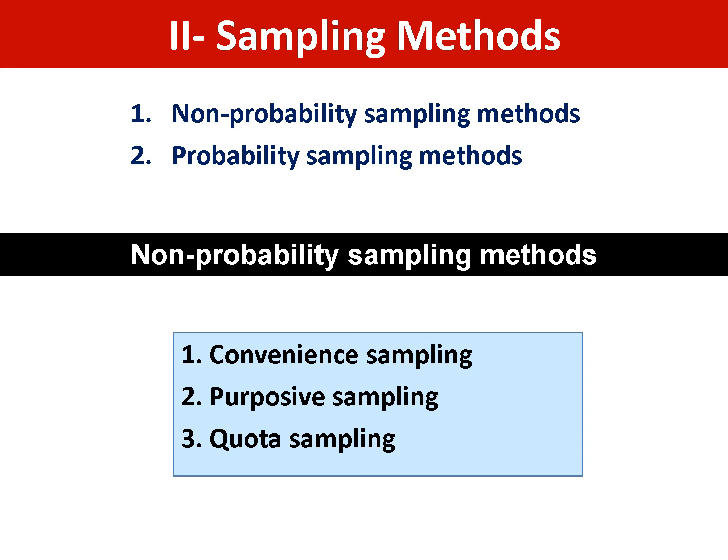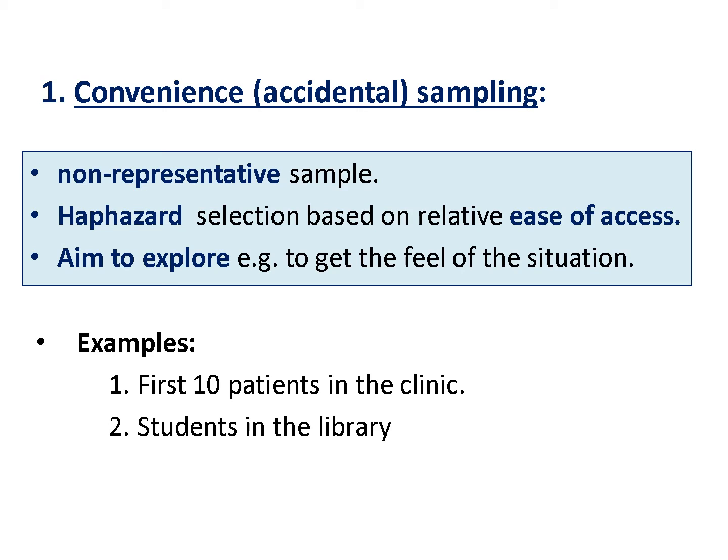So, as we say, sampling methods are non-probability and probability. We'll start with non-probability sampling methods: convenience, purposive, or quota sample. Convenience sample means accidental sampling. It is a non-representative sample, and it is haphazard selection based on relative ease of access. It aims to explore or to get the feel of a situation. But from the result of research done by convenience sample, we cannot generalize the result to the whole population.